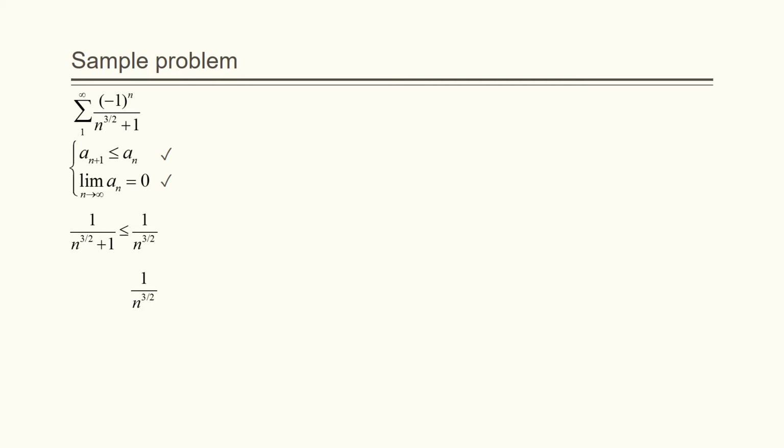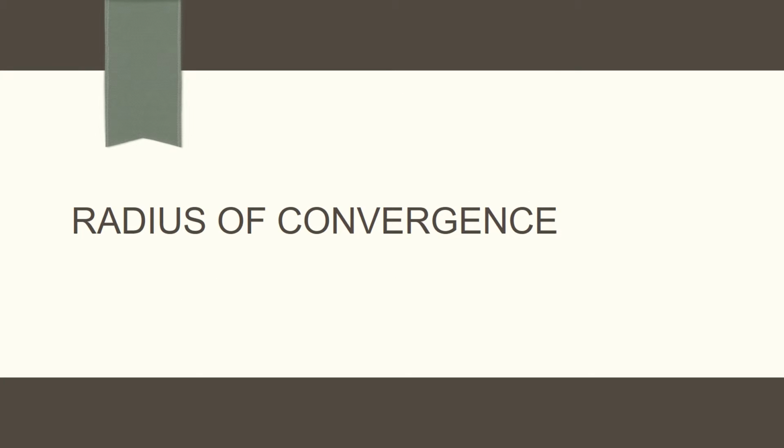From a given sample problem below, we need to check if the two conditions are fulfilled. Since they are fulfilled, we then need to apply a test. Here we use the comparison test. Since 1 over n to the power of 3 over 2 converges, the series absolutely converges.